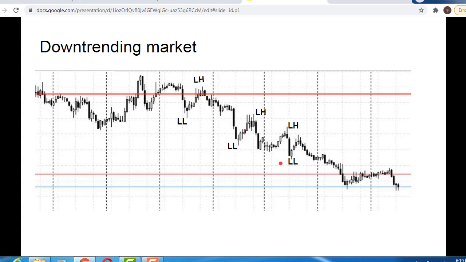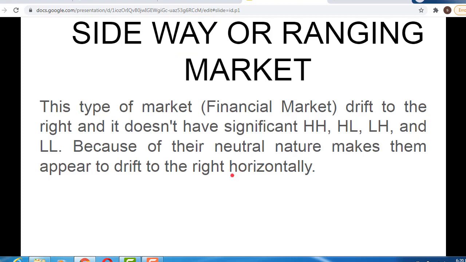So your ability to define when this very retracement has ended, and enter after this retracement to continue with the impulse, is very, very important in trading. So that's for downtrending markets.